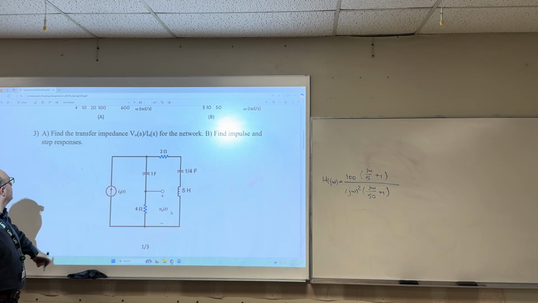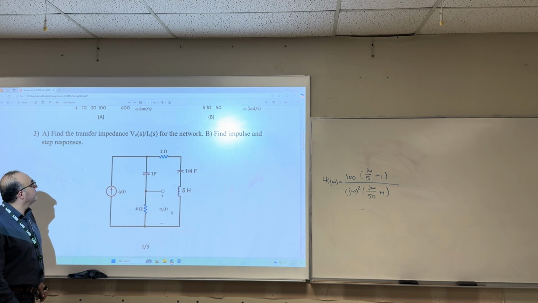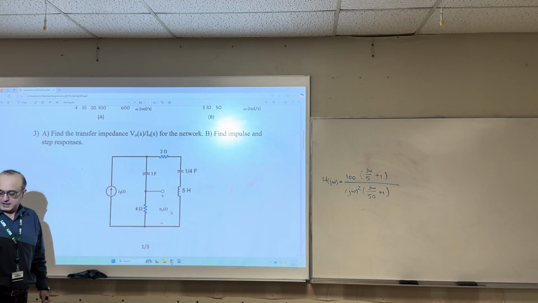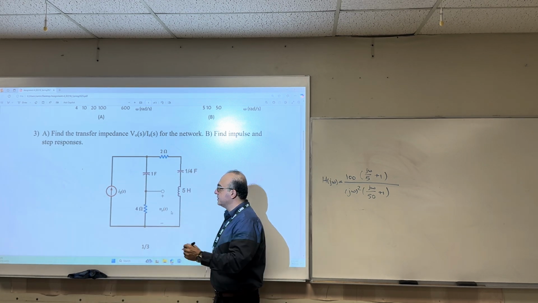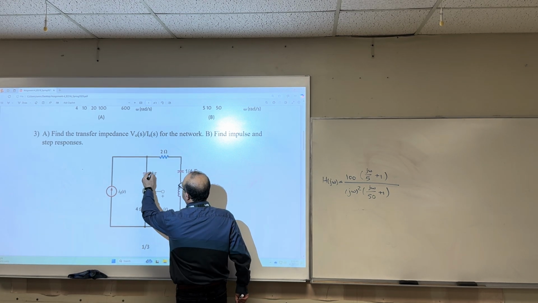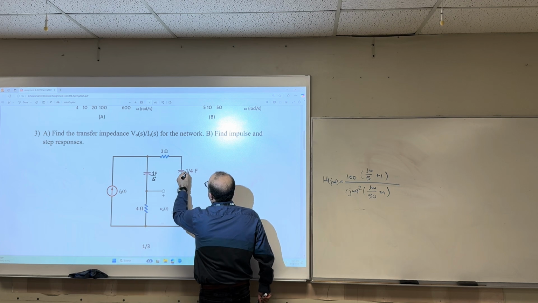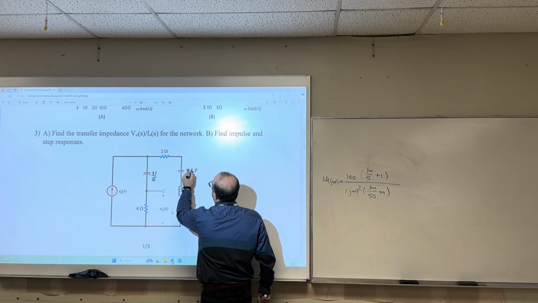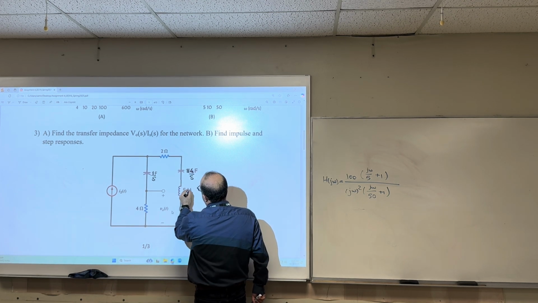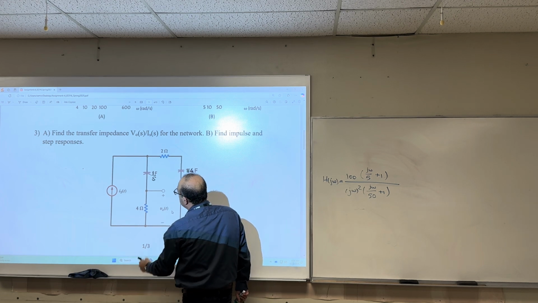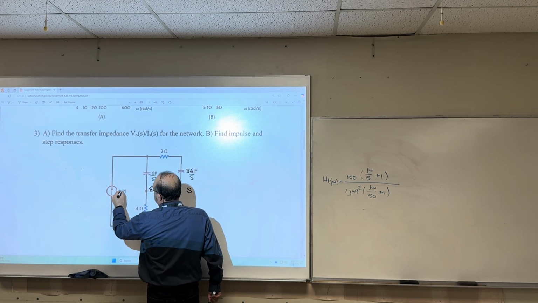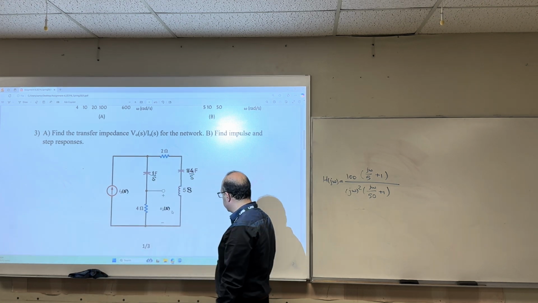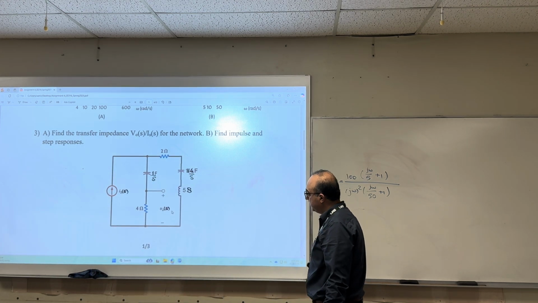We want transfer impedance or generally transfer function. So there is no initial values. We have to transfer it to the Laplace. It's going to be 1 over S. It's going to be 4 over S. It's going to be 5S and done. It's going to be VO(S). This is the first circuit in Laplace.